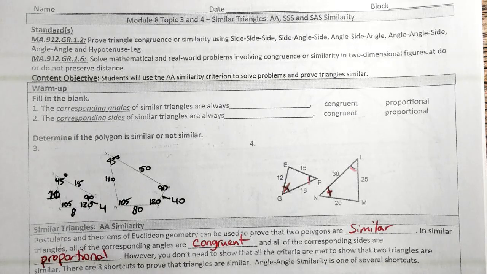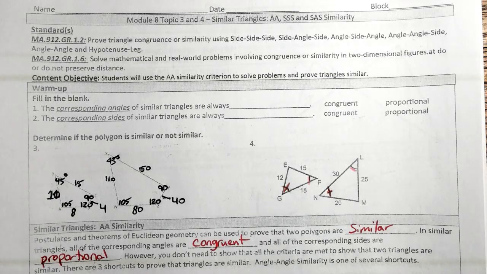Got the warm-up here. Fill in the blank. The corresponding angles of similar triangles are always blank. All right, so think back to the last topic or two. I believe we've touched on it in both. Probably more the topic 2, though.